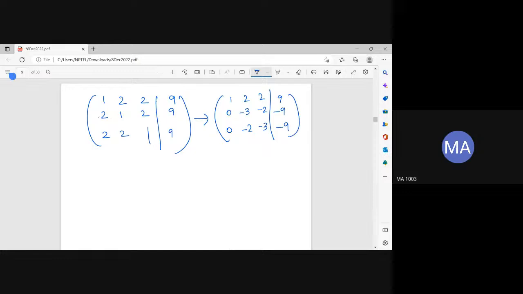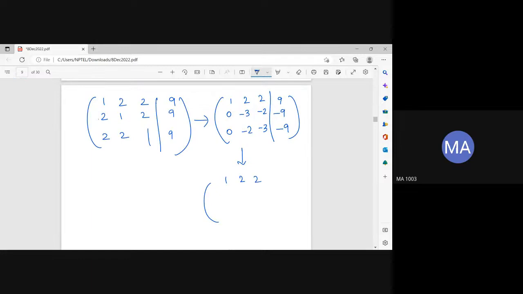So now this becomes 1, 2, 2, 9, 0, 1, 2 by 3, 3, 0, minus 2 plus 2 is 0, minus 3 plus 4 by 3, minus 9 plus 5. Minus 9 plus 4 is minus 5 by 3, minus 9 plus 9 by 18. So that's 9.